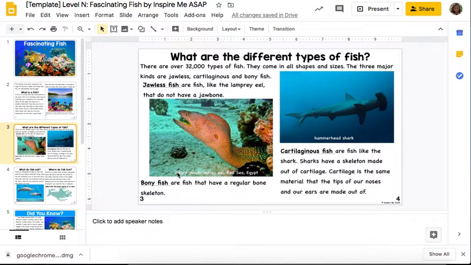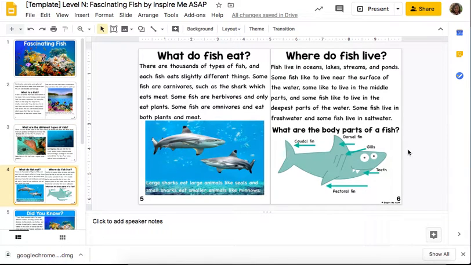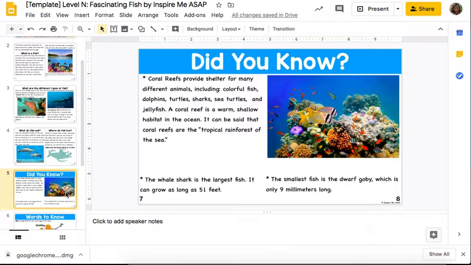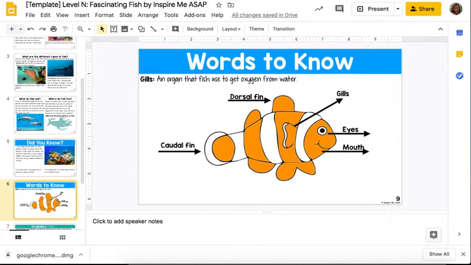You will also find labels. These are labeling the photos. And here we have some more labels of a shark. They're using arrows and vocabulary words to label the parts of the shark. Read the Did You Know page. Words to know. The word to know is gills, an organ that fish use to get oxygen from water.